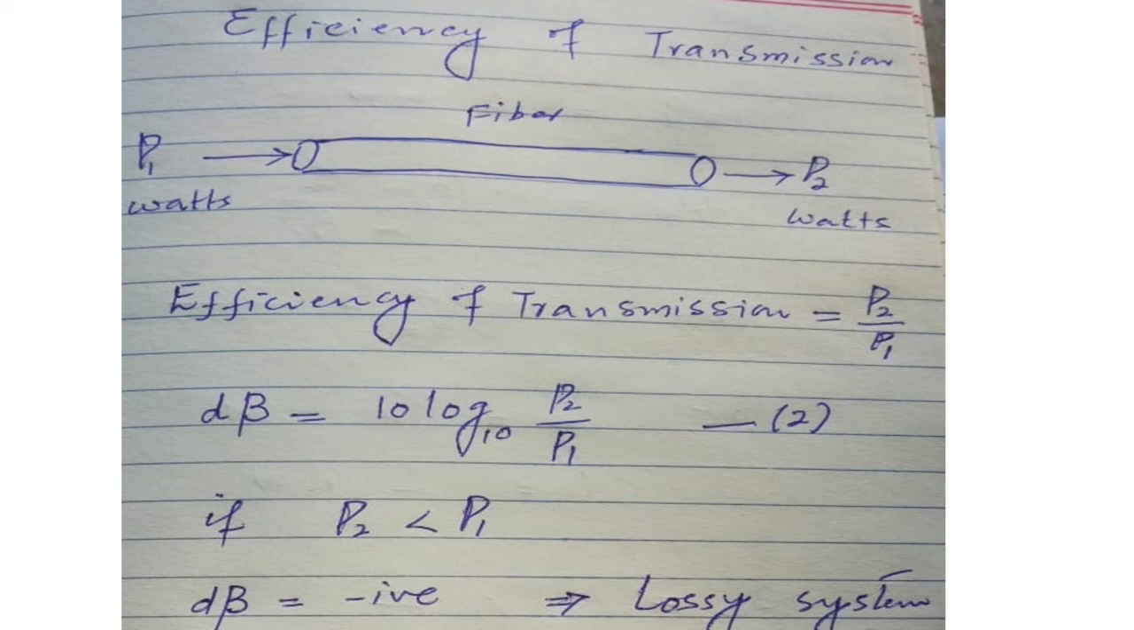We want to calculate the efficiency of this system, the transmission efficiency of this particular system. So the efficiency of transmission of this communication link will be equal to P2 divided by P1. We divide the output power by the input power, and this ratio will give you the efficiency of transmission of this system.